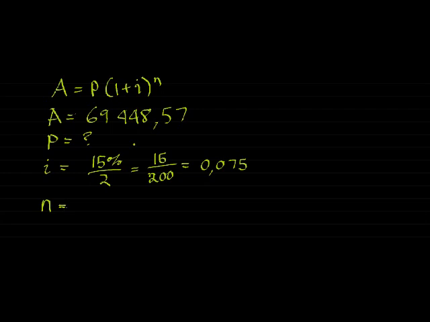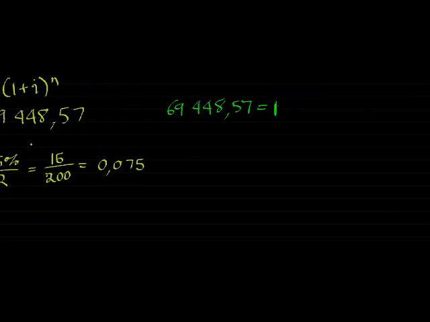How many times did I get interest? Again, it's only 3 years, but I don't earn it 3 times. I earned it twice every year. So I earned it a total of 6 times. And now if we put all of this into our equation, we find the following: 69,448.57 is what I get when I take my principal, multiply by the bracket with my interest, and an exponent that represents the number of times I got it.